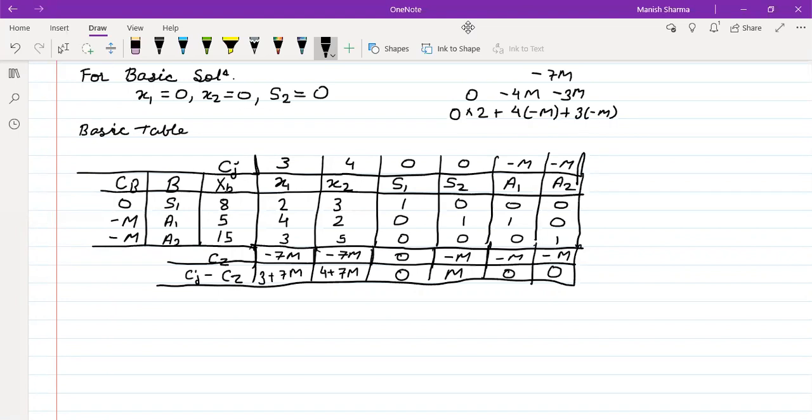Got it? Row wise. This column is to be multiplied with this column row wise. 2 into 0, 4 into minus m, 3 into minus m. Similarly, here also 3 into 0, 2 into minus m, 5 into minus m. Correct? Any doubts? No, sir.